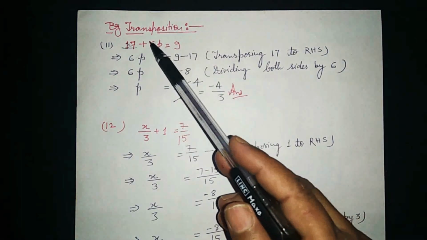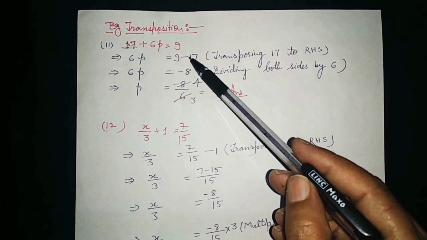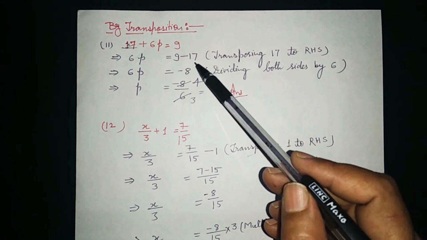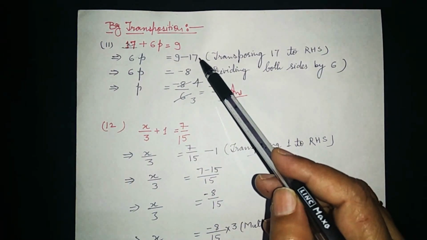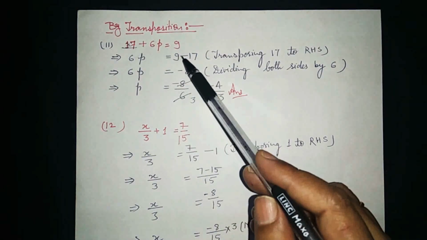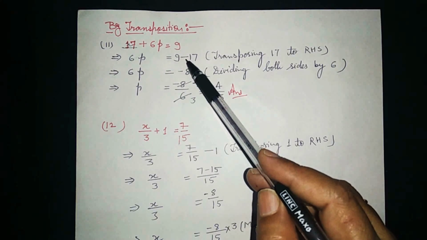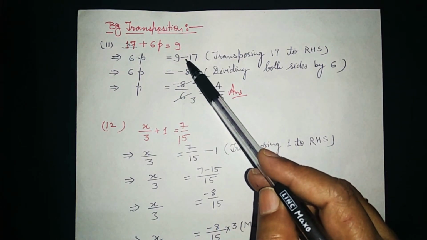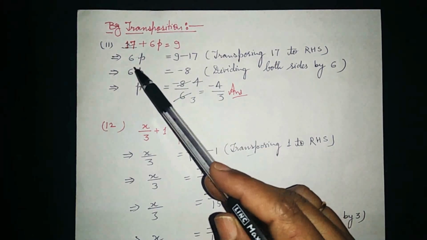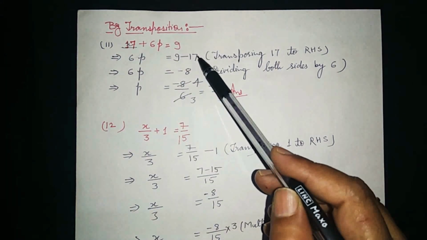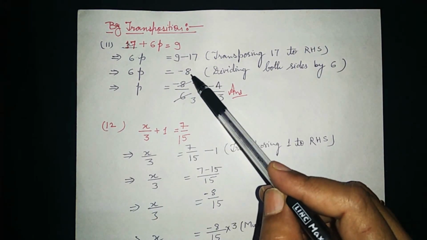So transposing 17 to right hand side, what happens? 6p equals 9 minus 17. Here it is plus 17, here it will be minus 17. After transposition, sign will change. Now in the next step, 6p equals 9 minus 17. What will come? Minus 8.